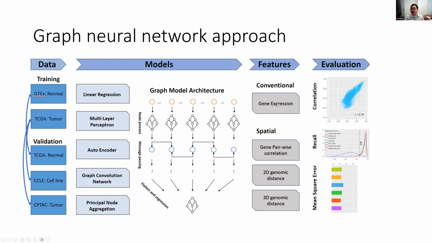Now the features. Traditionally, in linear regression, in the original paper, they only use the gene expression. So can we use more? We used the spatial information and the regulation information. Here we actually used 2D genomic distance and 3D genomic distance from Hi-C data. And then we used the pairwise correlation matrix. Also, we used other regulation information I didn't put here, including a pathway network, that kind of information. We evaluated them by correlation, also by recall, which the original paper used, and also the mean square error. We used three different metrics to measure it.